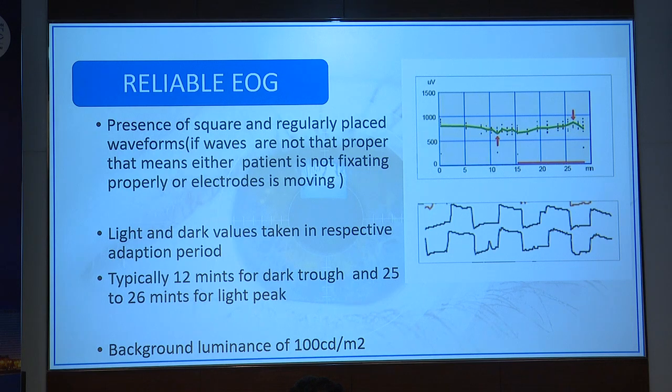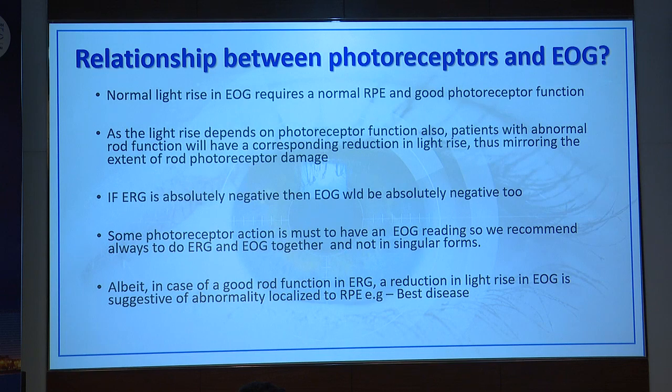What is a reliable EOG? Presence of square and regularly placed waveforms. If waves are not that proper, that means either the patient is not fixating properly or the electrodes are moving. Light and dark values are taken in the respective adaptation period. Typically, the trough happens 12 minutes after the initiation of the test, and the light peak happens at 25 to 26 minutes after the initiation of the test.